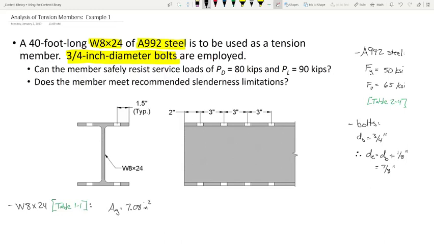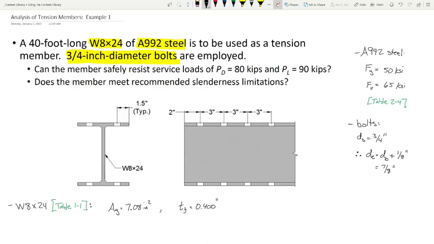What other property do you think we're going to need to be able to do this problem? Thickness. Thickness of what? Flange. The flange, because the bolts are going through the flange. That's 100% right. What is the flange thickness? 0.400. That's right too. Okay.